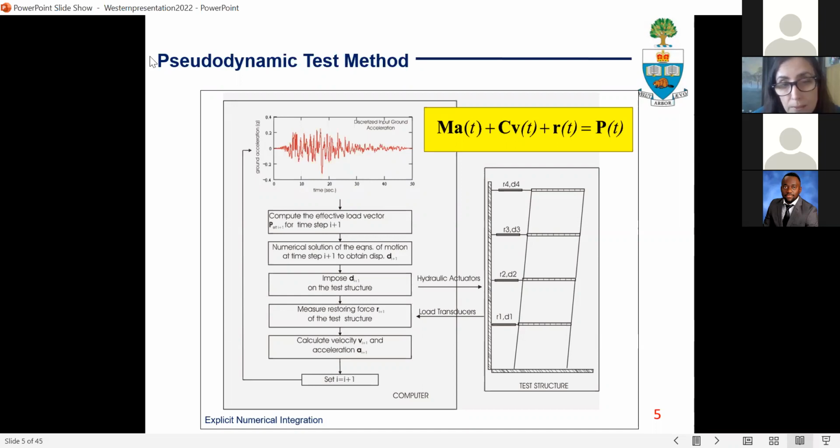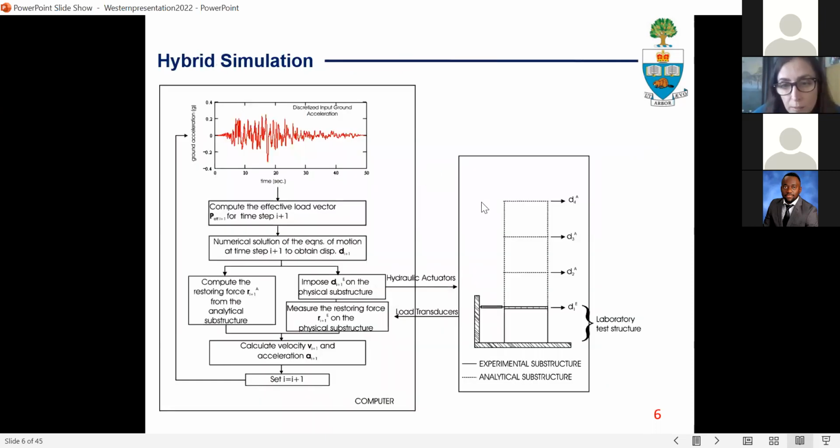So typically these tests are done quasi-statically because the time-dependent components, velocity and acceleration-dependent components, are handled in the analytical substructure. In the hybrid simulation, the idea is similar, but instead of, for example, testing the 4-story structure with 4 actuators and realizing that typically the first floor is where the nonlinearity is concentrated, and second, third, fourth floors may be remaining linear and much easier to model. So we split the structure into 2.